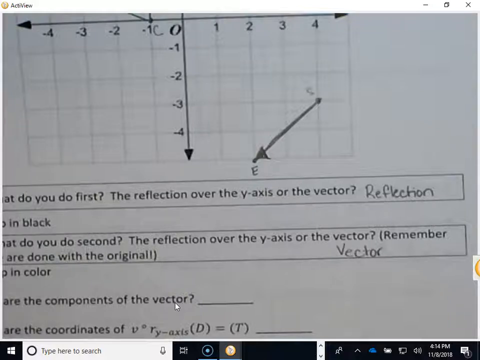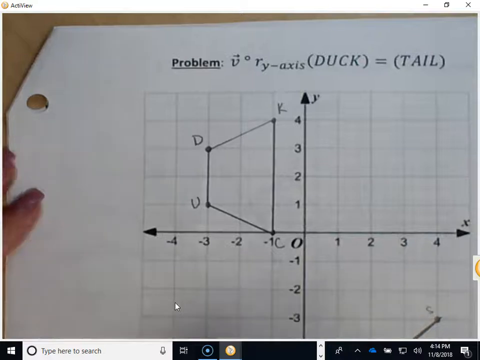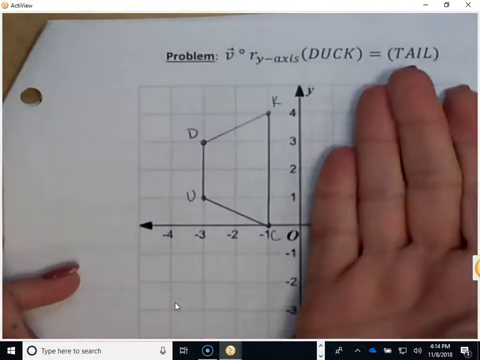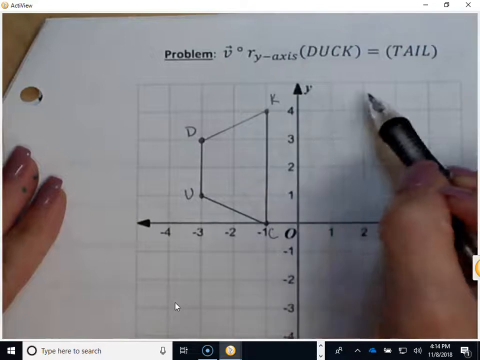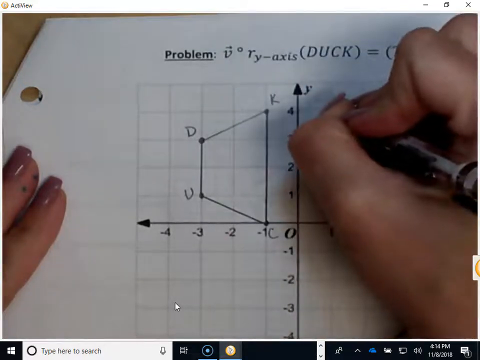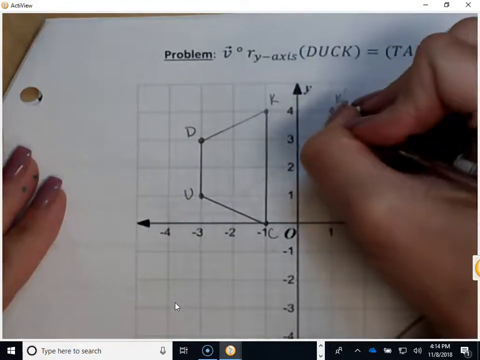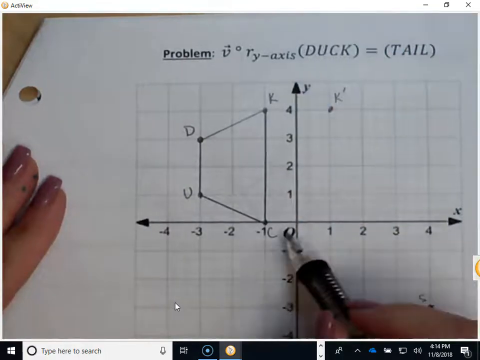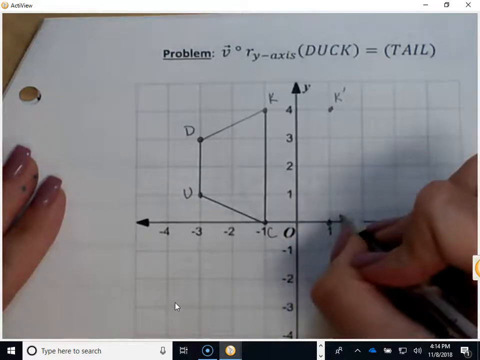Alrighty, let's do our reflection across the y-axis. So that means we're flipping it over here. So however far away K is from the y-axis, we got to go the opposite direction, the same number of units. So it's to the left one, so we go to the right one from the y-axis. And we're going to call that K prime. For C, same thing. It's to the left one, so we go to the right one, but down here, that's our C prime.